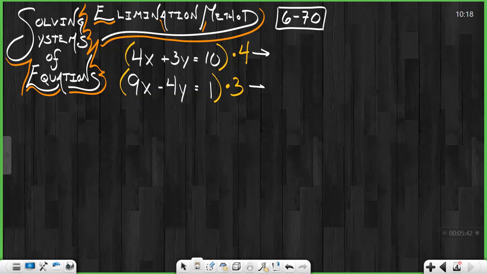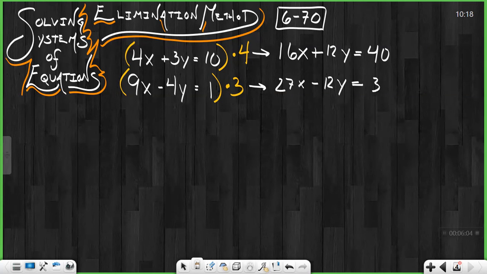Watch what happens. When I multiply by 4, you've got to do everything. So 16x, because 4 times 4x is 16x, plus 12y equals, don't forget that 10. 4 times 10 is 40. On the bottom, 3 times 9 is going to give me 27x, and 3 times negative 4 is going to give me negative 12y, and 3 times 1 is going to give me 3.